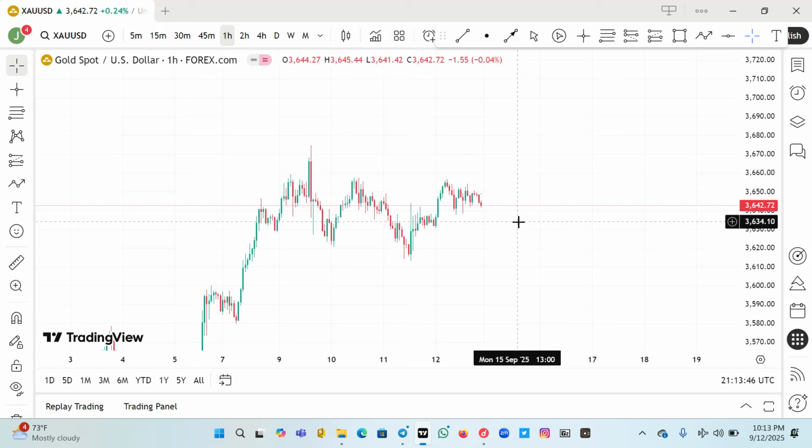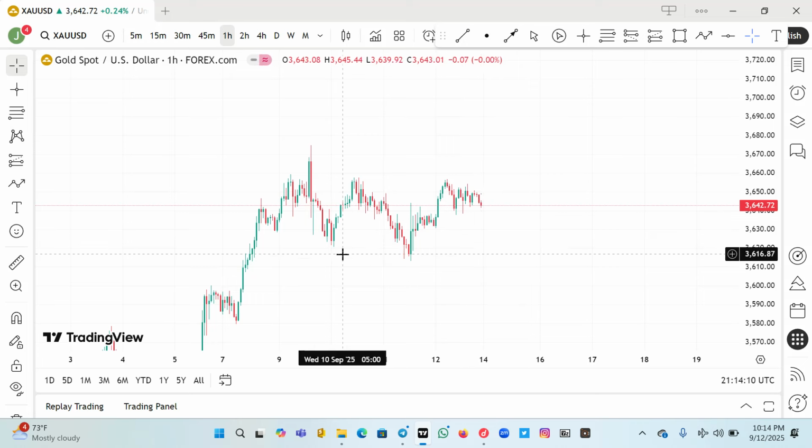Today I'll be talking about market structure. Now, when we're talking about market structure, what are we simply talking about? We are simply talking about the trend of the market. Now, when we talk about trend of the market, what do we mean? There are three types of trend to the market. We have the uptrend, we have the downtrend, and we have the sideways market. Now, I'm going to be giving illustration of these three types of trends.